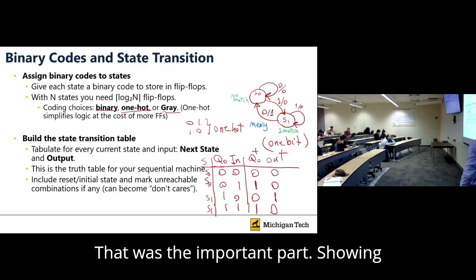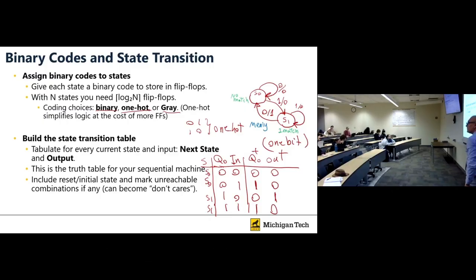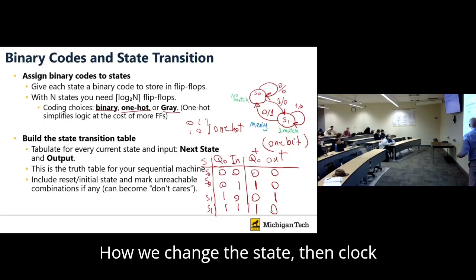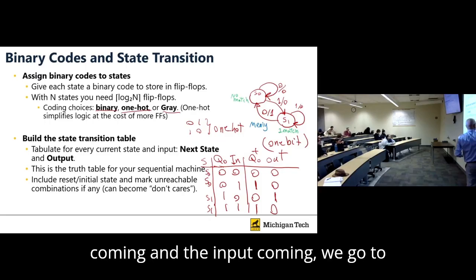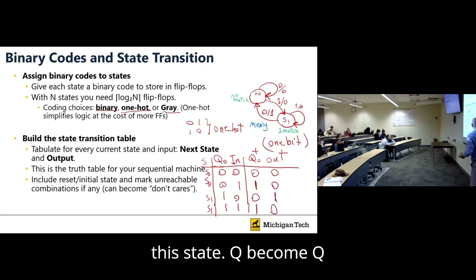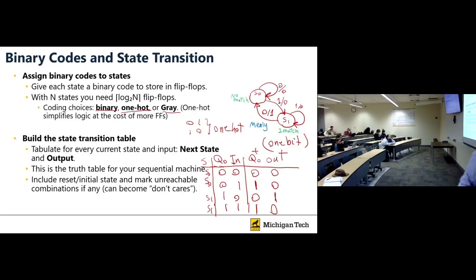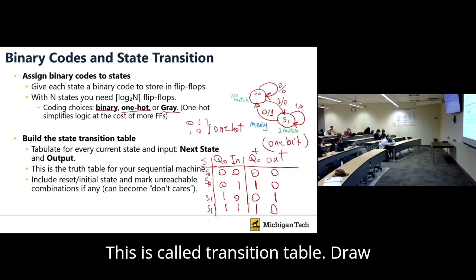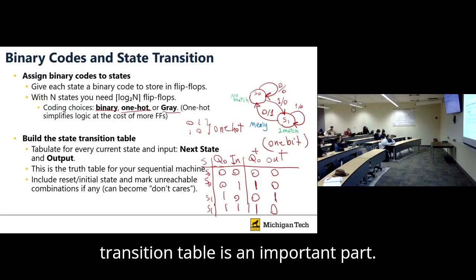Good. That's the important part, showing how we change the state. How we change the state when the clock comes and the input comes, we go to this state. Q becomes Q plus. This is called the transition table. Drawing the transition table is an important part.